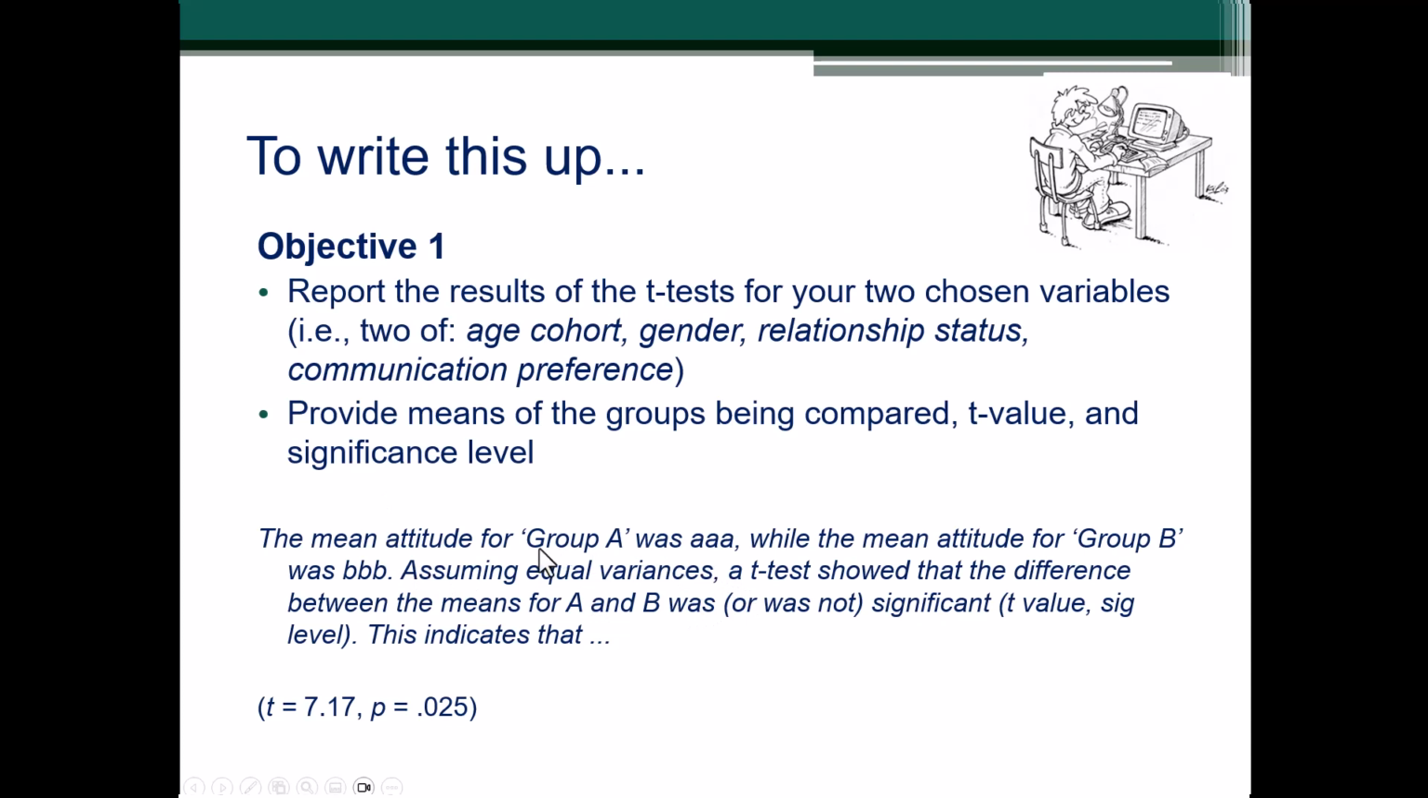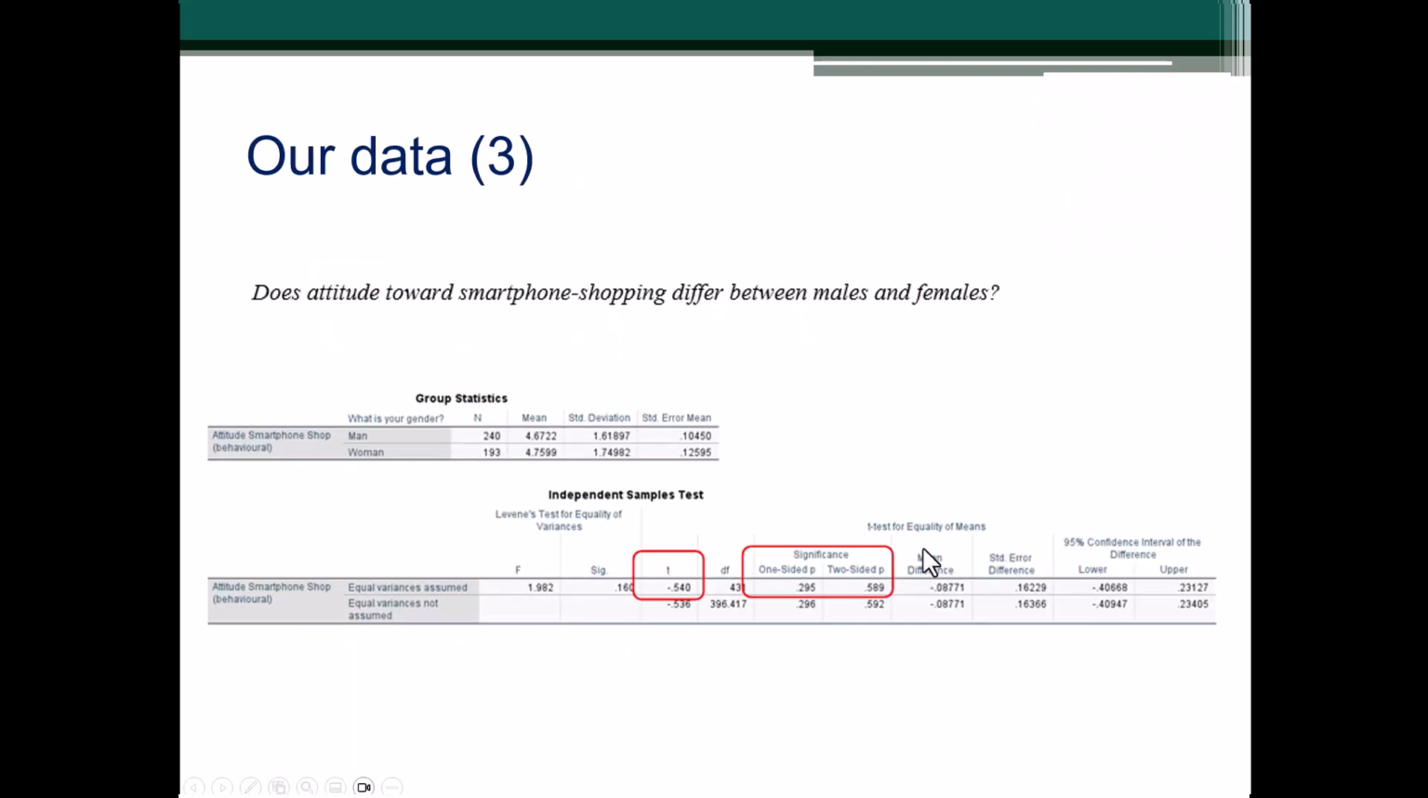The other thing to be aware of here is that within this template, I've indicated that you should write, assuming equal variances, a t-test showed that the difference and so on. So this assuming equal variances is important to include, because it will tell the reader which part of your SPSS output you're referring to. If you go back here to some t-test results, you can see that we're using the top row of data and that there's another row underneath it. That top row of data refers to the idea that we are assuming equal variances between the groups that we're comparing. And if we weren't assuming equal variances, we'd use that second row of data.